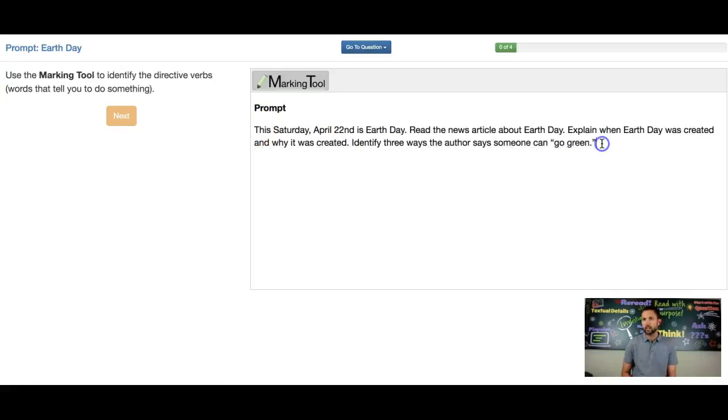And what the question tells us to do is to mark the directive verbs. So here's our little clue what a directive verb is. They are words that tell us what to do. They are words that tell the writer what to do. So I'm going to say a sample, a directive verb might be explain or summarize. So what we need to do is we need to read the prompt and then we need to mark those directive verbs. So here we go.